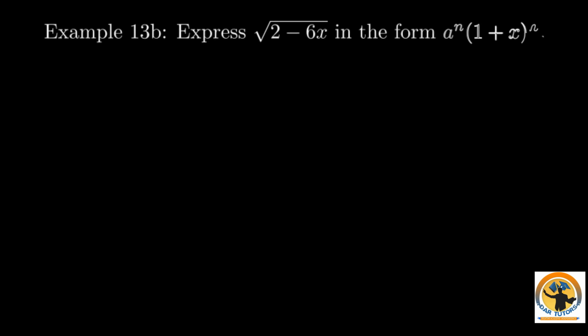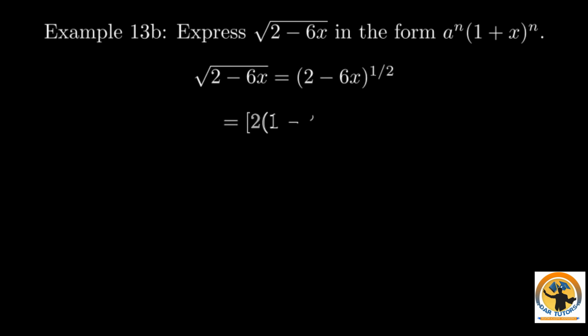Let's try another one, this time with a square root. We want to express the square root of (2 - 6x) in the same form. First, it's helpful to rewrite the square root using a fractional exponent. The square root of an expression is the same as raising it to the power of 1/2. So we have (2 - 6x)^(1/2). Now the first term in the bracket is 2. We factor it out. This gives us 2 times (1 - 3x), all raised to the power of 1/2.